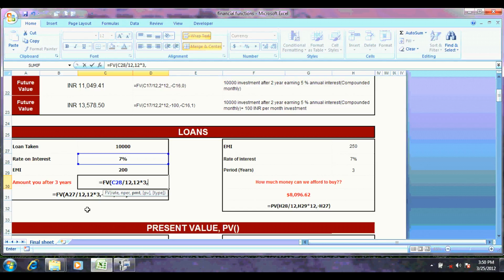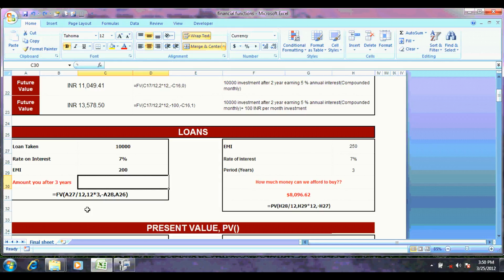comma, and payment per month is minus 200, present value of your loan is 10,000. Okay, press enter. So 4343.24 is the amount of money which you still owe to that person after 3 years.